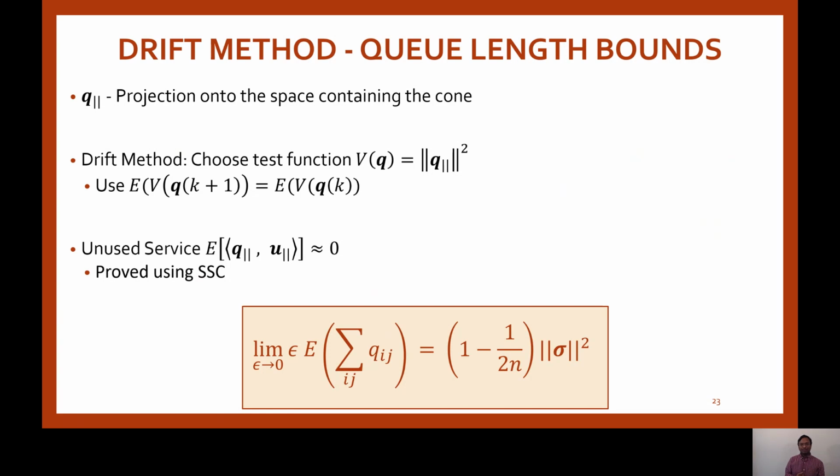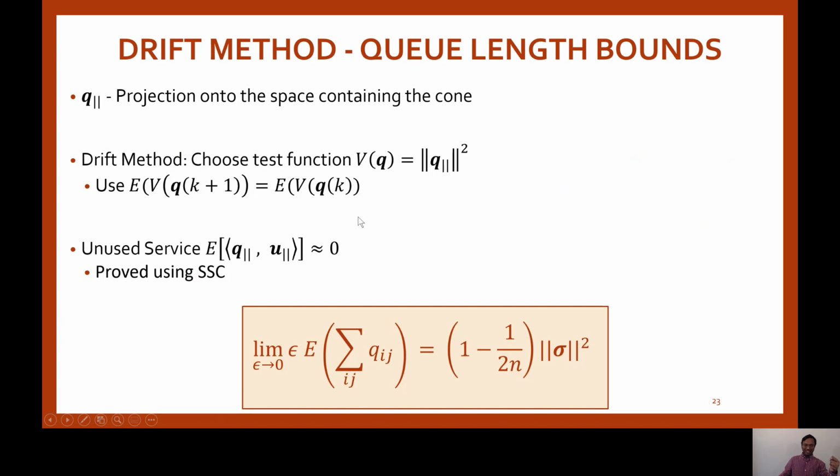For state space collapse, we had to work with the cone, but for this, to get the exact heavy traffic expression, it's enough if we work with the space, because essentially the difference between the space and the cone is fairly small, so to say. So here the projection is onto the space, and then we take Q parallel square as the Lyapunov function and set its drift equal to 0.